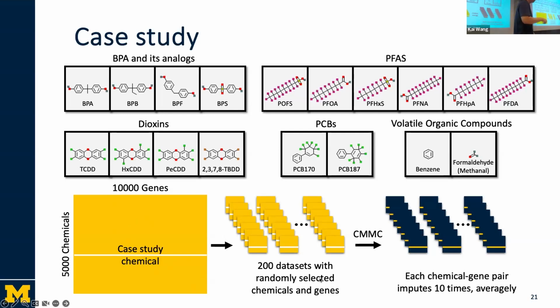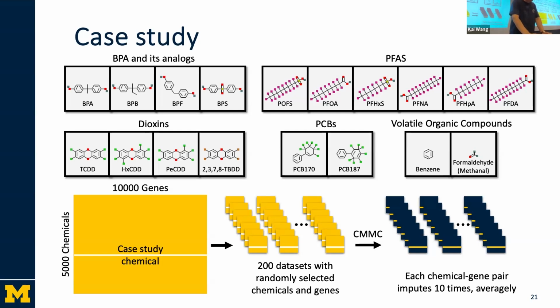Then we ran the algorithm on all of those 200 different sets, and we can impute the target genes in all of those 200 data sets. In this way, each chemical-gene pair can be imputed about 10 times on average. Running on the full matrix doesn't work because it's too huge and the calculation would take a lot of time. But for each of these, the size is 300 chemicals and 500 genes, so it only took about 20 minutes to run all of them, and then we can find the results.